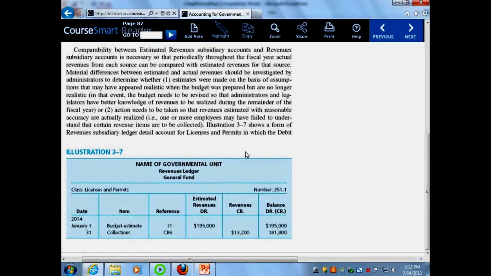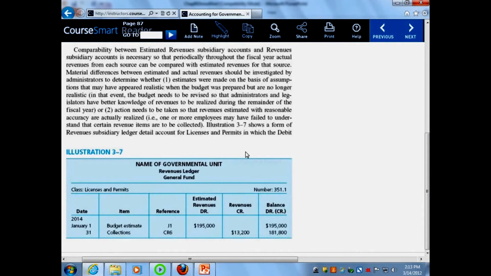That's the reason why we need these counterparts. We need these budgetary accounts and we need the real accounts to be side by side, so we can see how we're doing. Because if we didn't, you'd be looking at the budget and saying, okay, the budget for revenues was 195. I received 13,000. Okay, let me do the math. How much do I have left? So this is integrated into this.